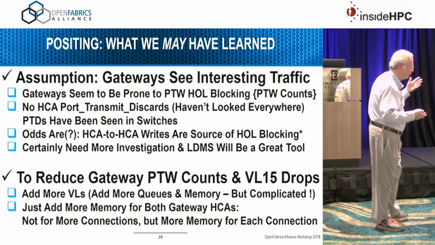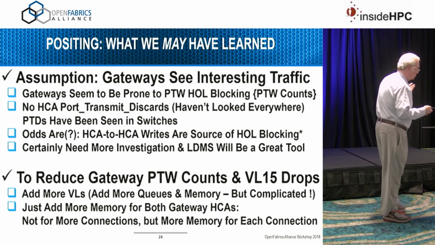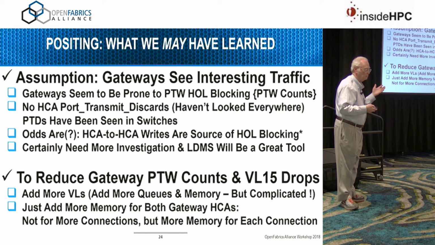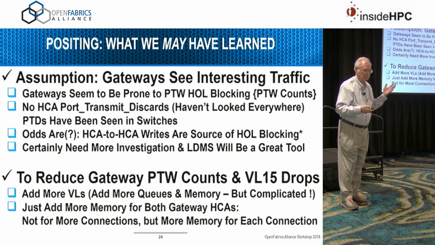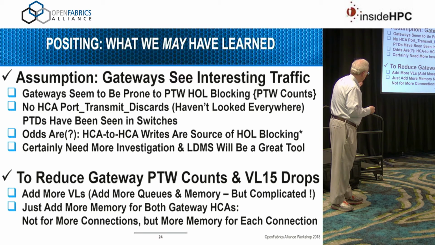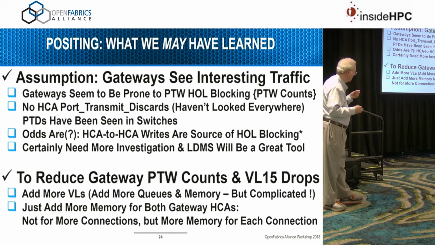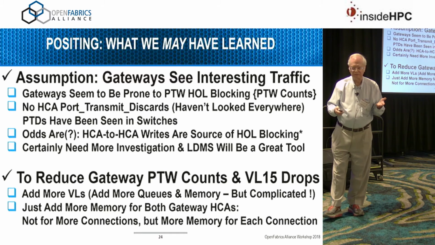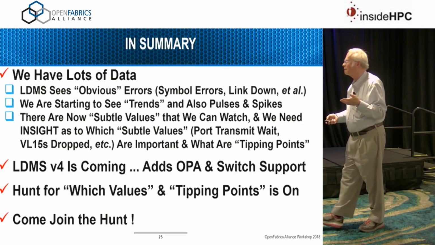Well, what can we infer from some of this? Well, one of the things is if we get more memory by having more gateways, that might help. It would certainly increase the amount of VL15 and also user traffic buffering in memory. We can also add more memory per task.